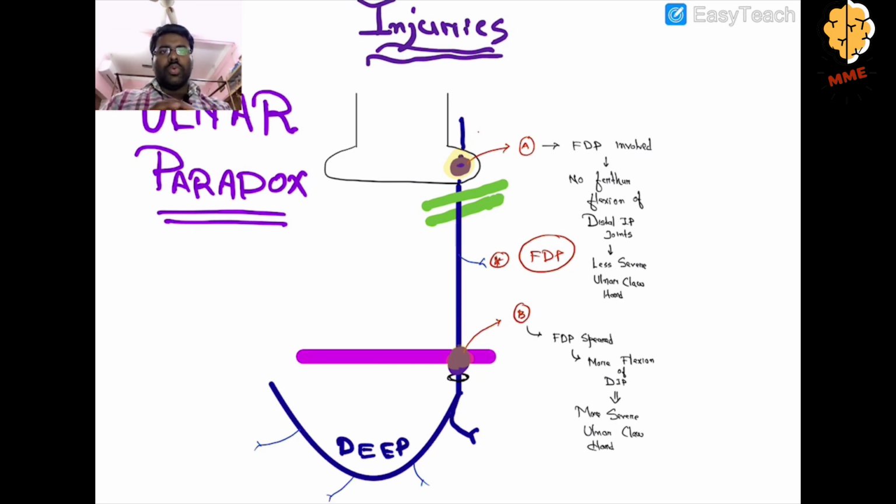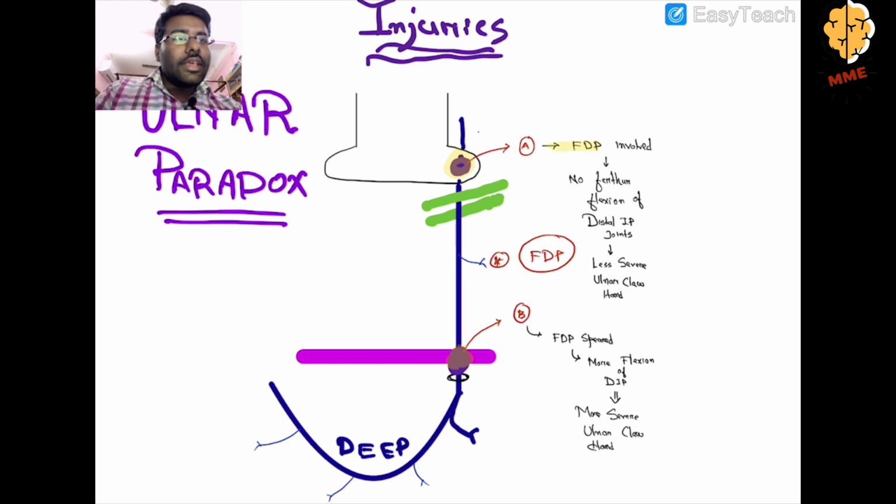In the previous two sections, you can clearly notice that in radial nerve injury or median nerve injury, if the injury occurs in the upper area, then more muscles are involved and it is more severe. But in the case of the ulnar nerve, as there is an ulnar paradox, if the upper segment is affected, there is less severity, but if the lower segment is affected, there is more severity. Why does this occur?